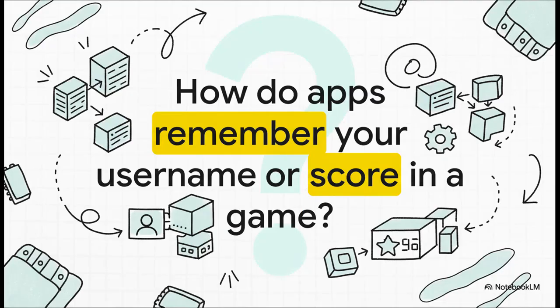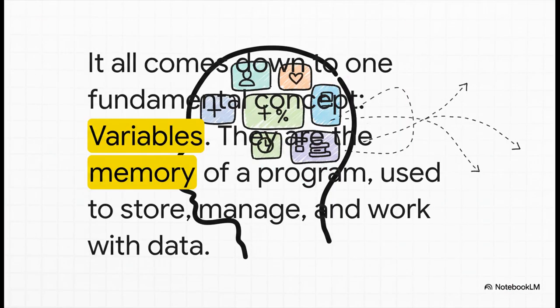Have you ever stopped to think about how your favorite app somehow remembers your username? Or how a game keeps track of your high score, even after you close it? How does it actually hold on to that information? Well, it all comes down to one simple but super powerful concept: variables. They're basically the program's memory. They let us store, manage, and work with all the data that makes our apps feel alive and interactive.